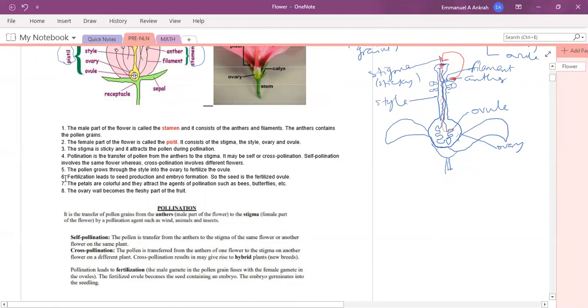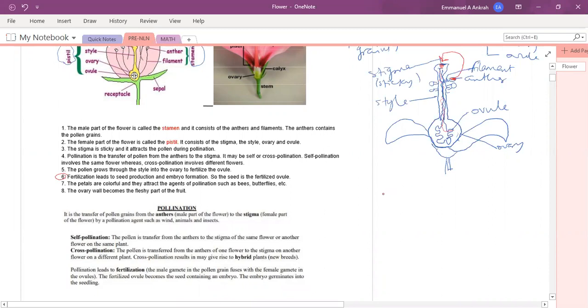And 5, the pollen grows through the style into the ovary to fertilize the ovule, right? So fertilization leads to seed production and embryo formation. So seed is the fertilized ovule. This is very important to note down. Number 6, we'll come across a question using that information, right? So what you have to know is that pollination leads to fertilization, because it's the fusion of the male part with the female part. So you have fertilization.